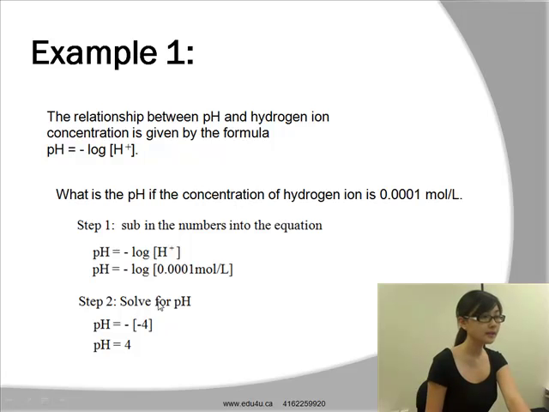Keep in mind that the second part of this relationship will always be negative. That's why we have another negative in front of it to cancel out that negative, because pH has to be positive, and it has to be in between 1 and 14.